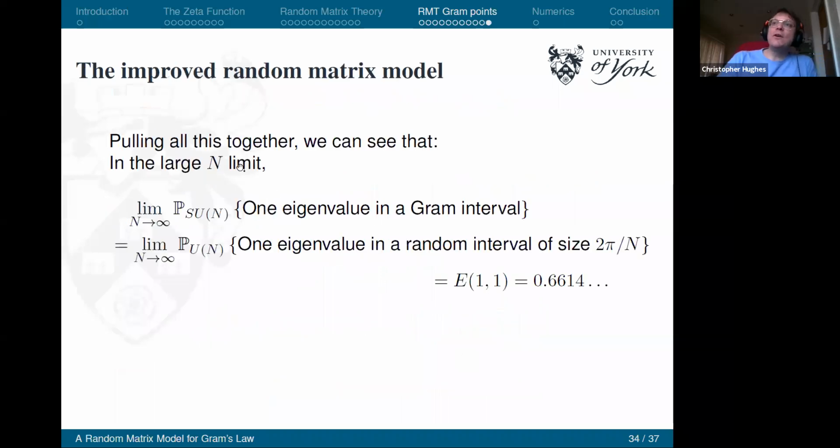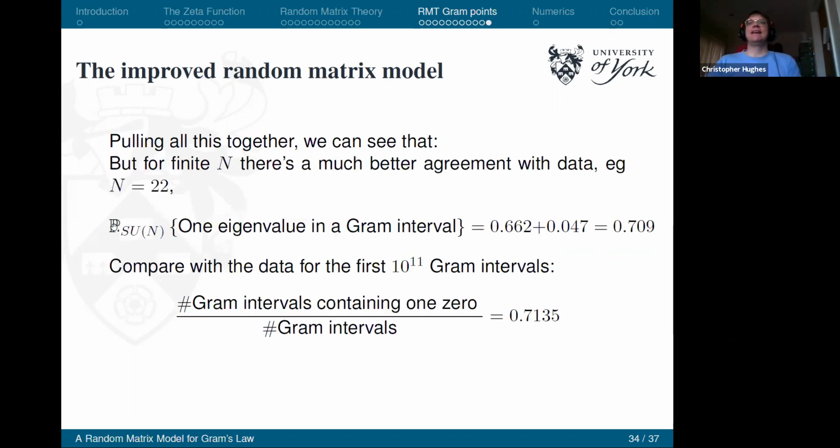Putting all of this together, I started out by saying I was a little bit disappointed with the Fuji thing because it hadn't really grasped what a Gram interval is. It just said, just chuck any old interval down and work out the probability of getting an eigenvalue in it. Well, he wasn't wrong, because in the large N limit, all of these 1 over N terms disappear. But it's much better for finite N, far better agreement with data.